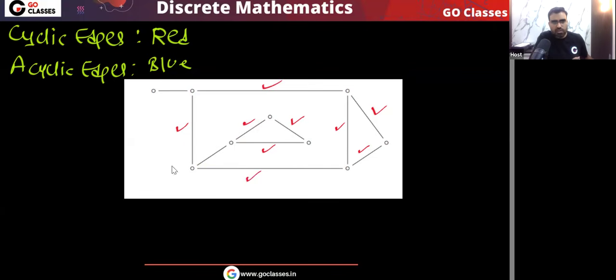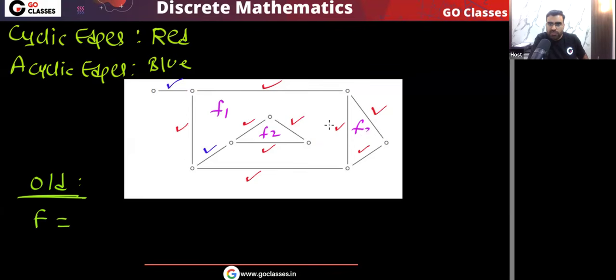What are the acyclic edges? Those which are not part of any simple cycle. This one is not part of any simple cycle, so these are acyclic edges. Now, can you notice one thing? Right now, what is the old data, the original data? Tell me how many faces there are. For example, let's call them F1, F2, F3, F4.